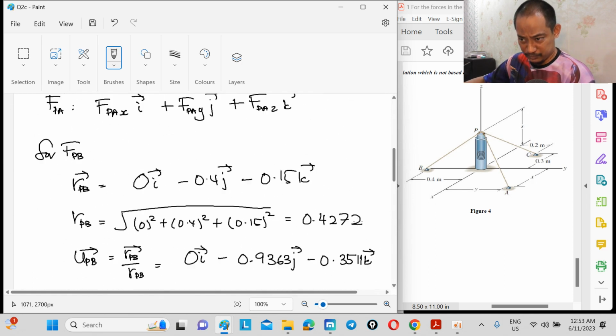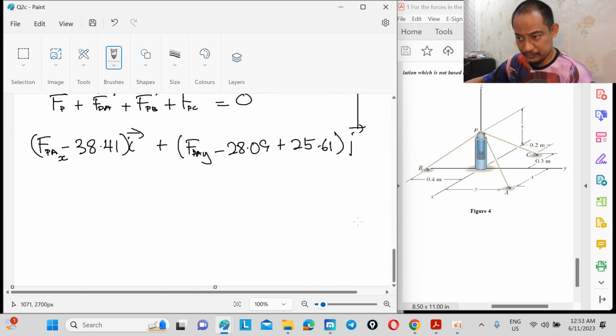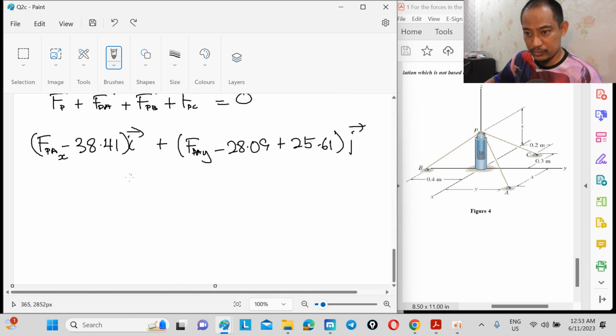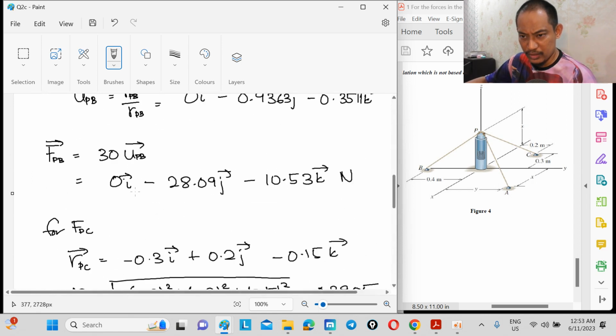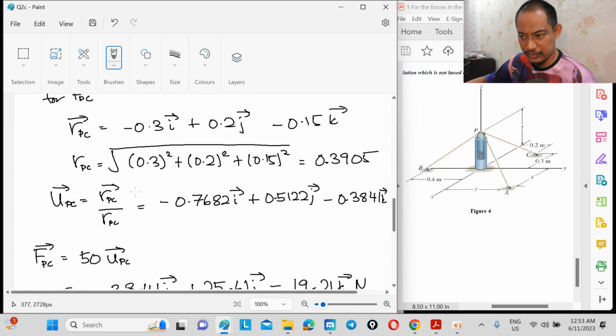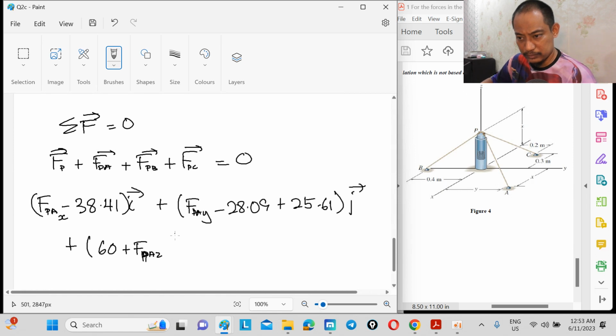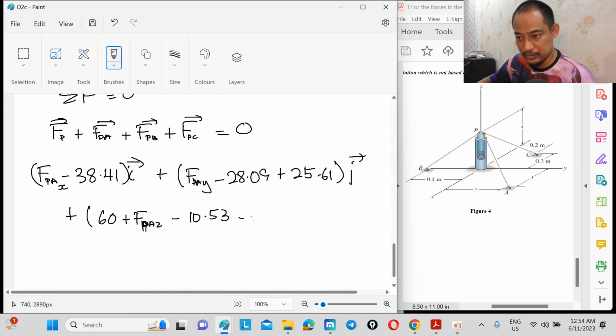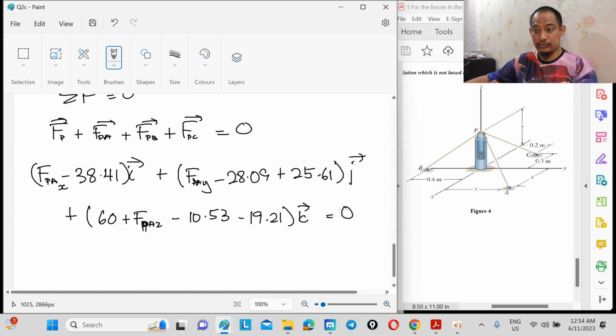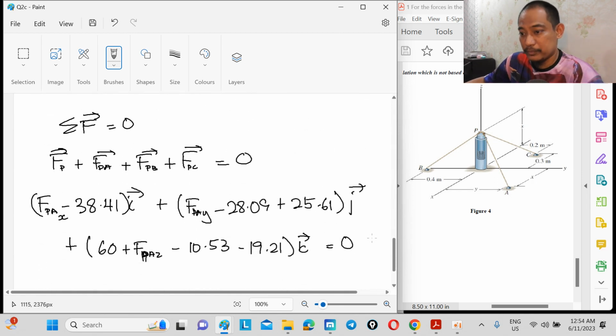For K, we have plus 60, and then plus FPAz. And here we have minus 10.53, and then from here we have minus 19.21 K. All of this should be equal to 0.